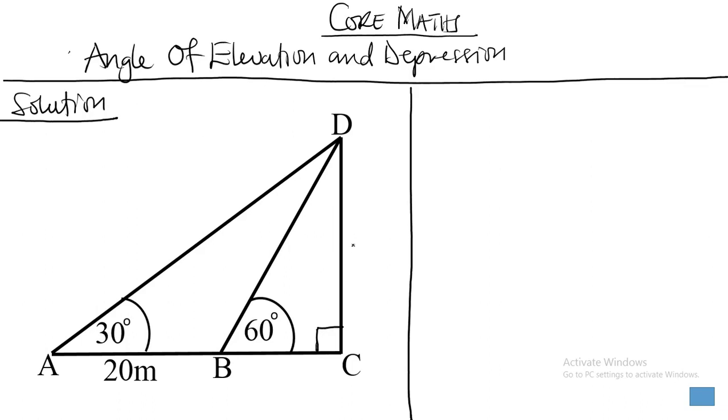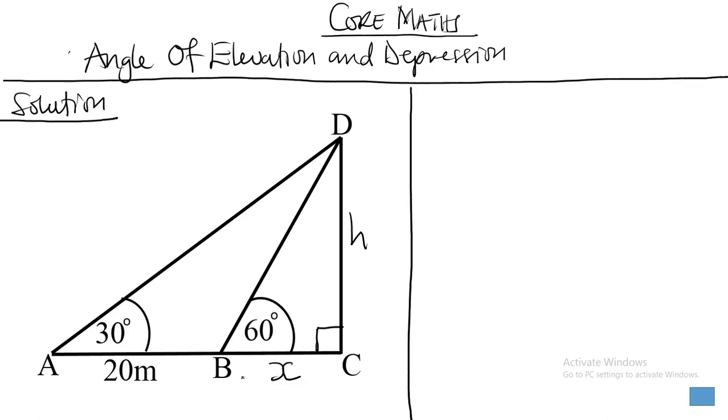Good. Now to make our work simpler, we are going to use H to represent the height of the tower. So we are not going to use CD, we are using H. And also the distance between CD was not given, so we are using X to represent it. I hope you are following.